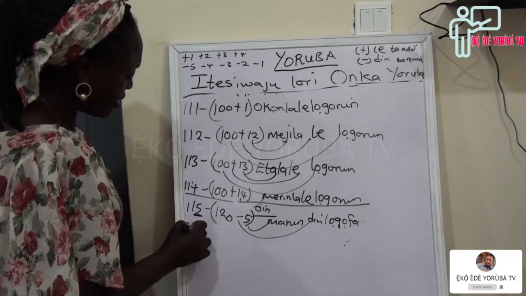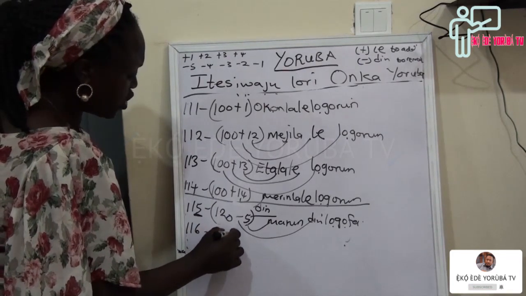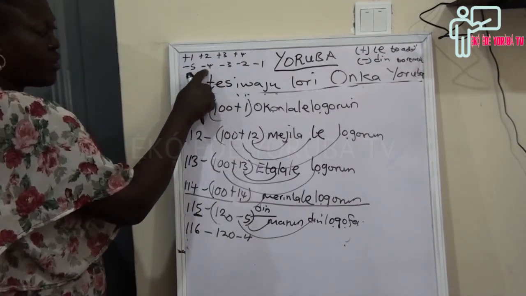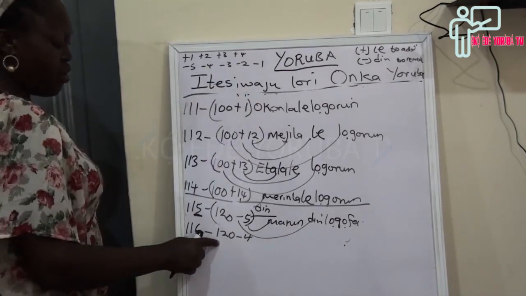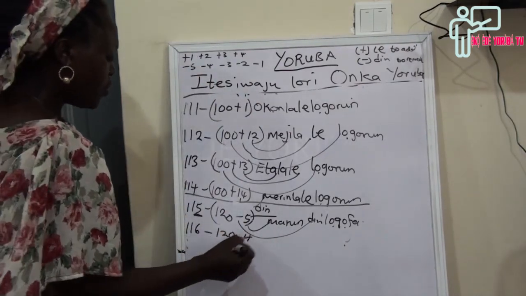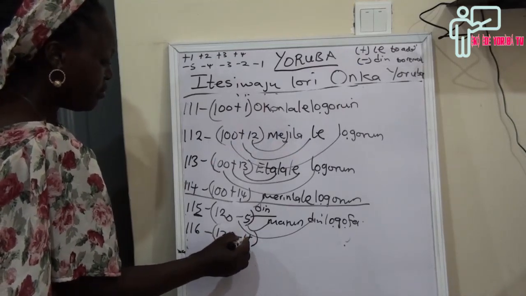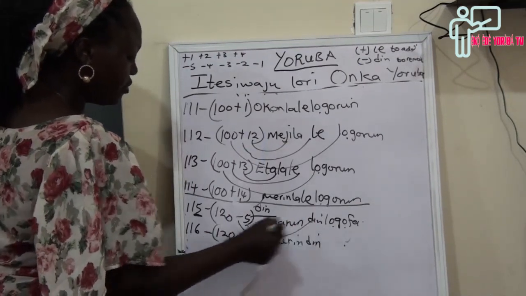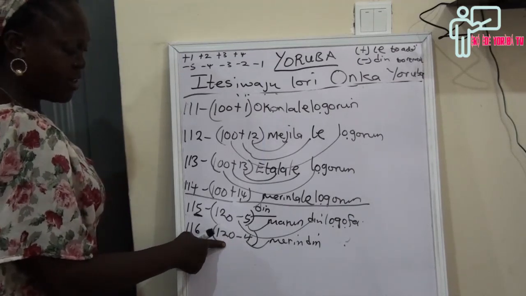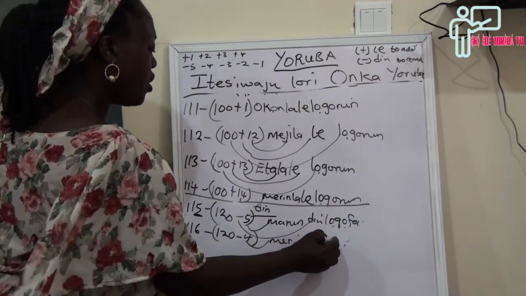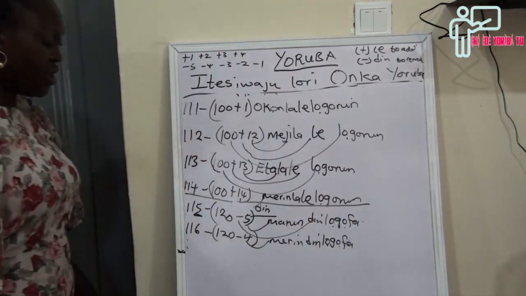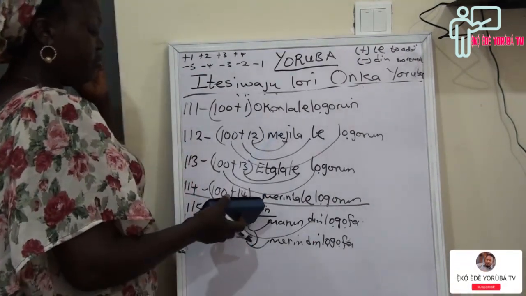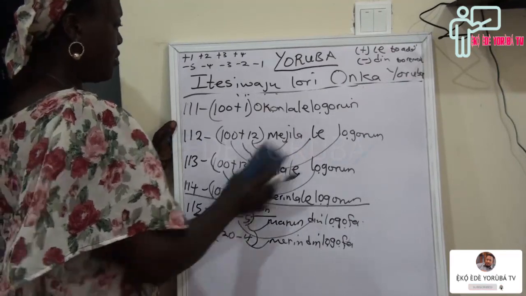Now we have 116. 116 means 120 minus 4. It should be reducing. Minus 5, minus 4, minus 3, minus 2, minus 1. So we are now going for minus 4 here now. The same formula, dín lọ́gọ́fà. We are using ọgọ́fà, 120. Dín lọ́gọ́fà. Now, but I want to lift it up from removing numbers.